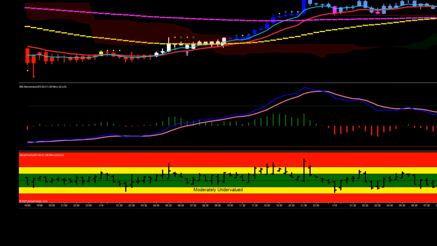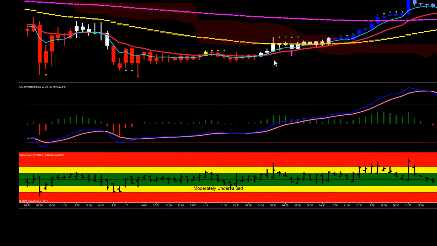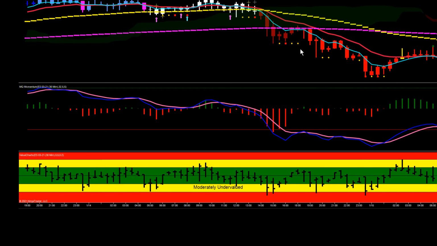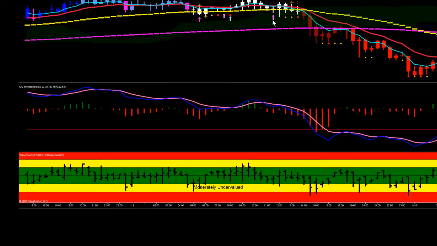And then you go through here and you can see, look, support, resistance, right in here, resistance, support. And then look at all the support. You just bounce off these EMAs.